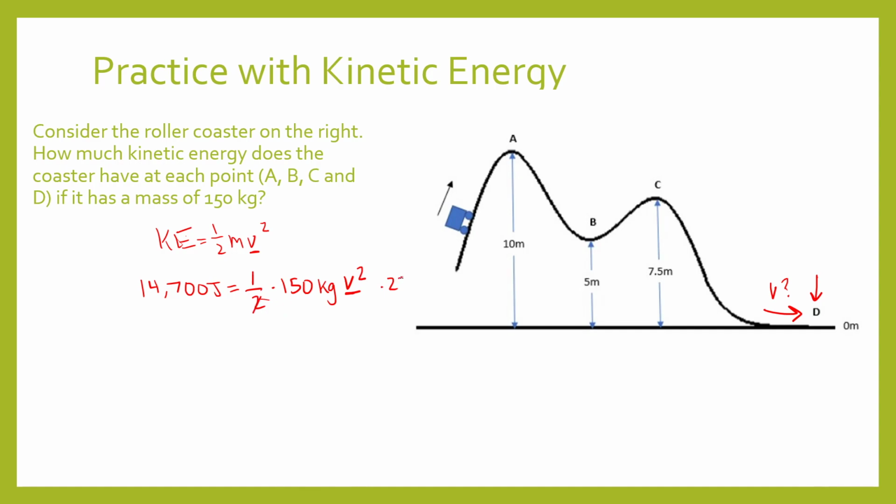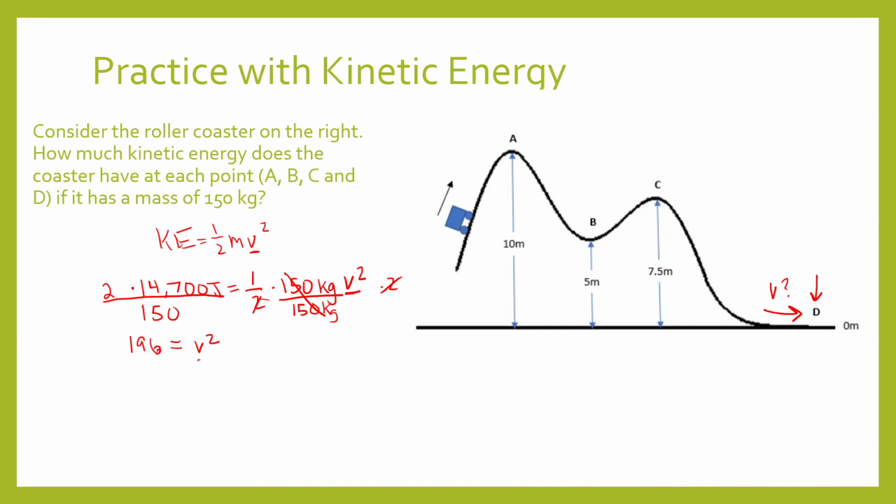That'll cancel out here and cancel out here, and we're going to multiply this side by 2. We also want to get rid of the mass, the 150 kilograms, so I'm going to divide this side by 150 kilograms and do the same thing to the other side. I'll plug into my calculator 2 times 14,700 divided by 150, and I get 196. And that is equal to our velocity squared.